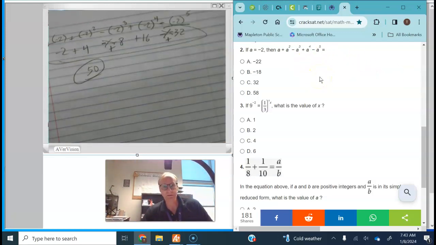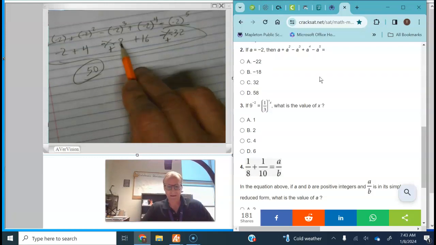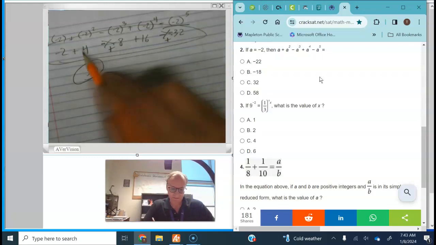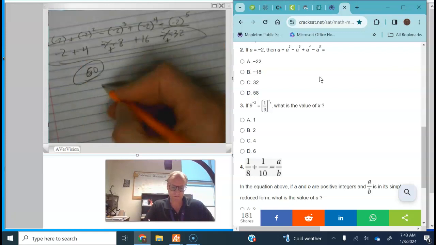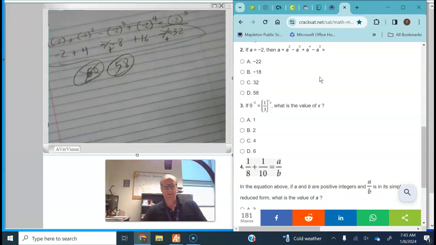And it looks like the answer is not there. Did I add wrong? 48. Oh, forgot to add this. 56, 60. 60 minus 2 is 58. Sorry about that. Can't add today in my head. So there it is, 58. A lot of positive going on there.